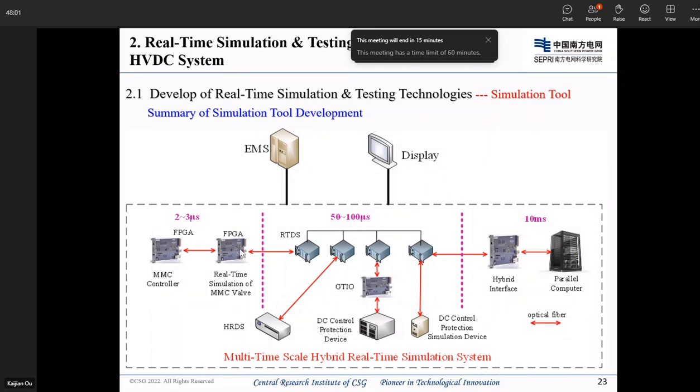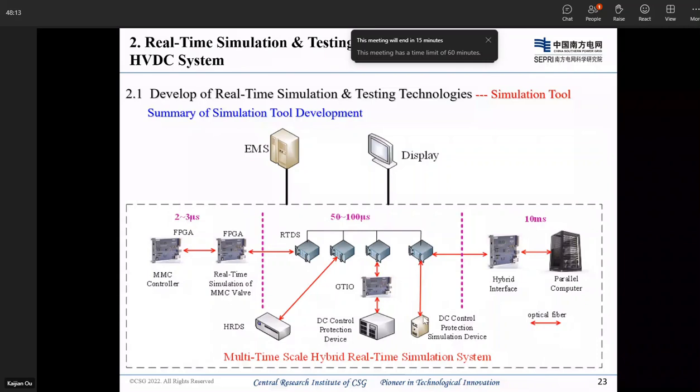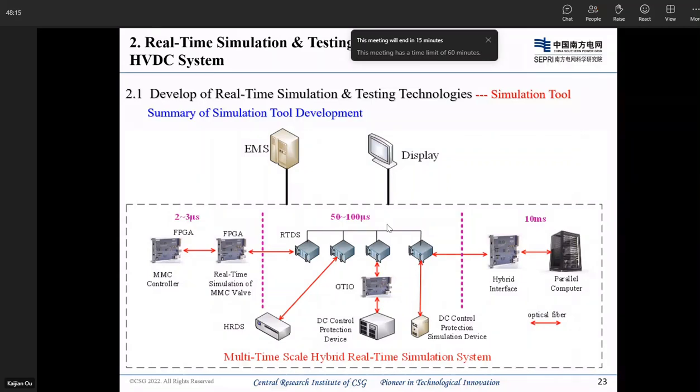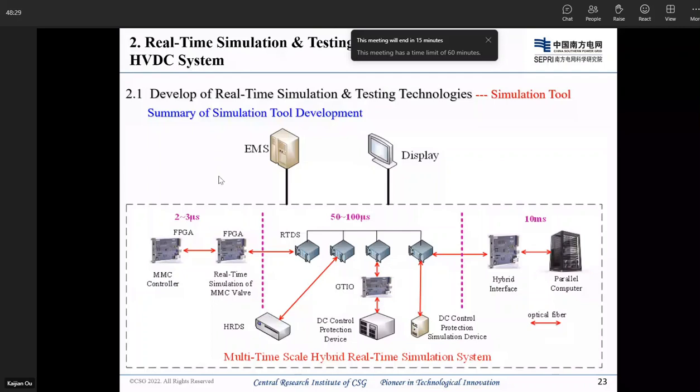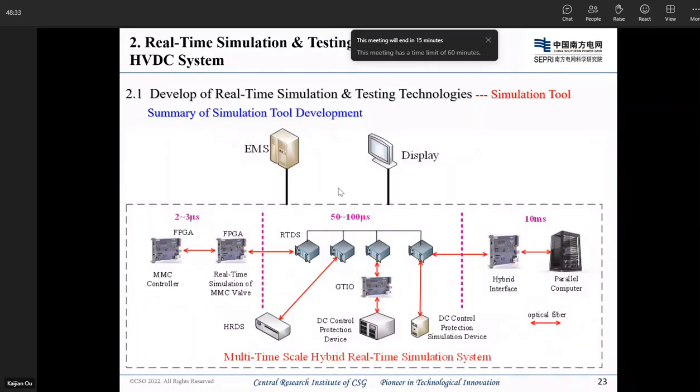They have an interface with each other, and the simulation data can come from the EMS simulation. After the simulation has finished, it can be displayed on a large screen like this. So this is the summary of the real-time simulation tool developed in CSG.